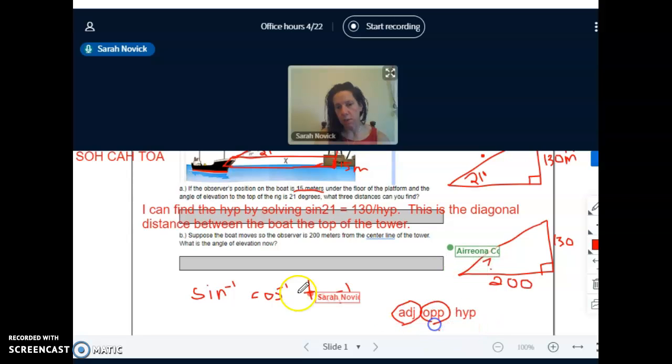So which one of these deals with the opposite and the hypotenuse? Sine inverse, cosine inverse, or tangent inverse? Tangent inverse, right? So that's all you would do. You would just say tangent inverse of the opposite side over the adjacent side.